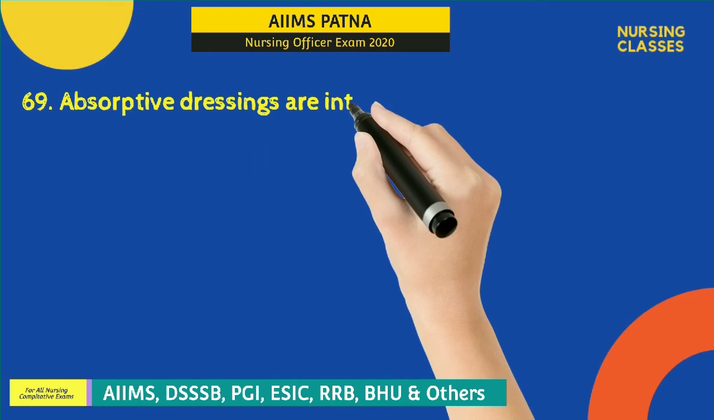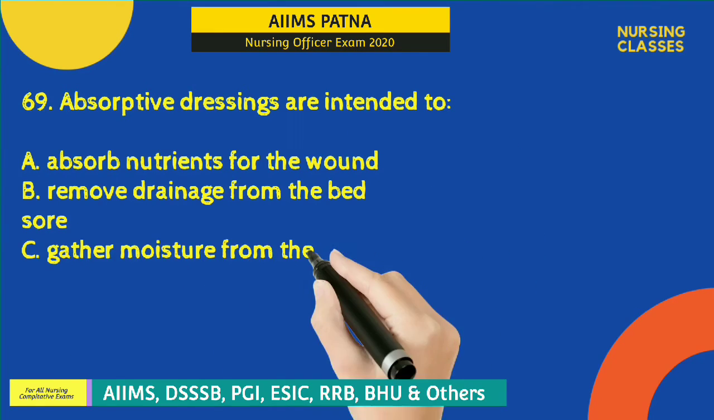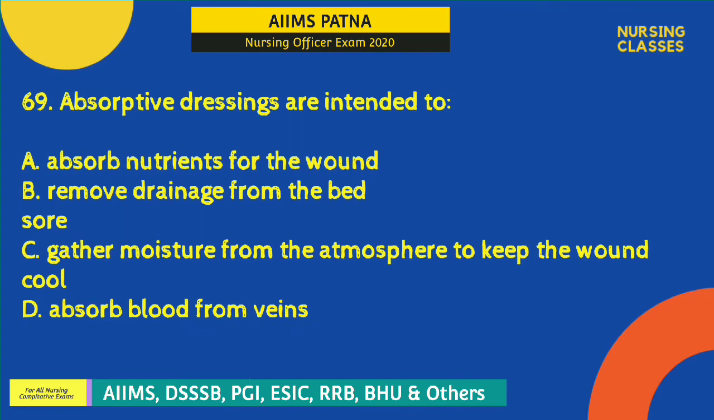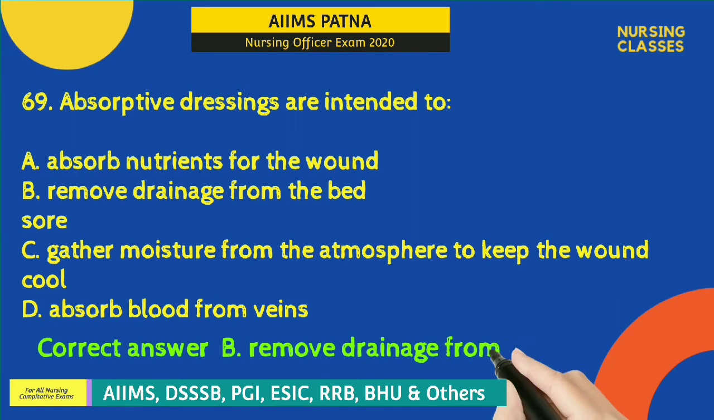69. Absorptive dressings are intended to A. Absorb nutrients for the wound, B. Remove drainage from the bed, C. Gather moisture from the atmosphere to keep the wound cool, D. Absorb blood from veins. Correct answer B. Remove drainage from the bed.